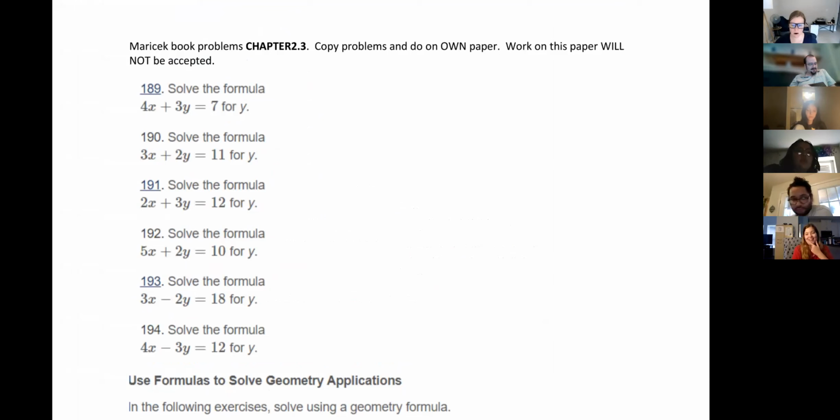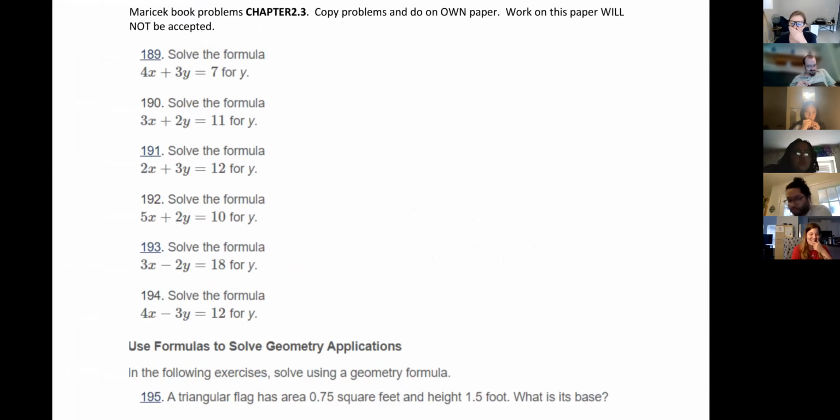Ooh, they like these problems, don't they? Oh, come on, notations. Okay.